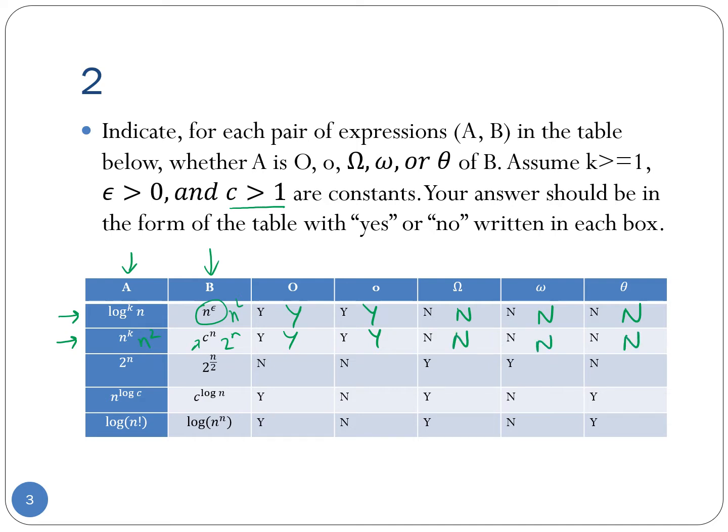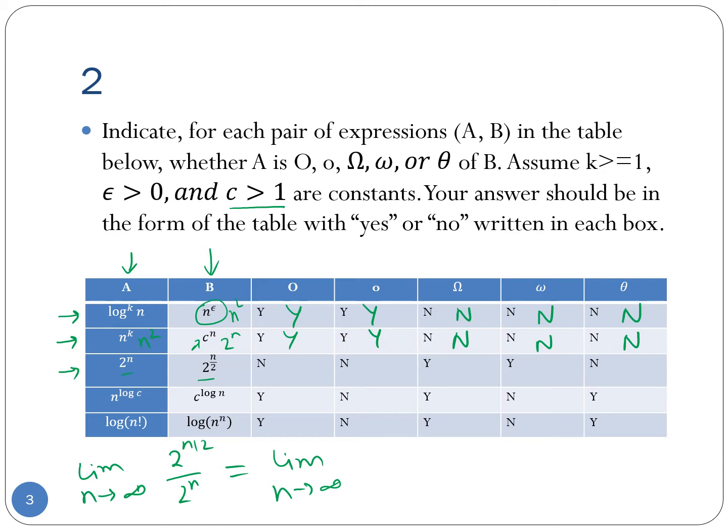As it is big O and little o, it cannot be big omega, little omega, or theta. The third question compares 2 to the power n with 2 to the power n by 2. Among all of these questions, perhaps this is the only one for which you really need to compute the limit. So let's compute the limit as n tends to infinity of 2 to the power n by 2 divided by 2 to the power n.